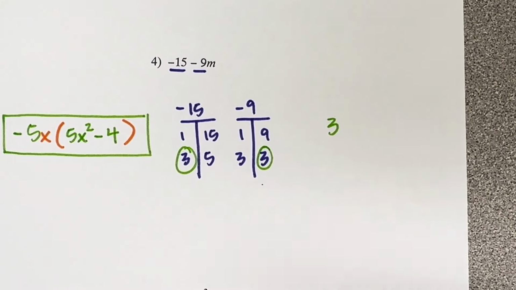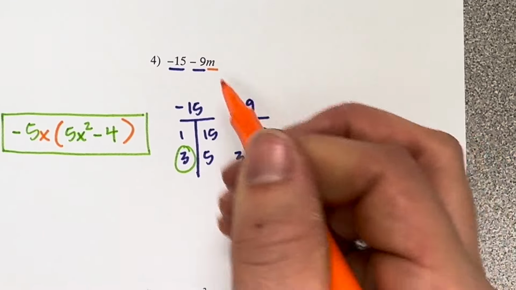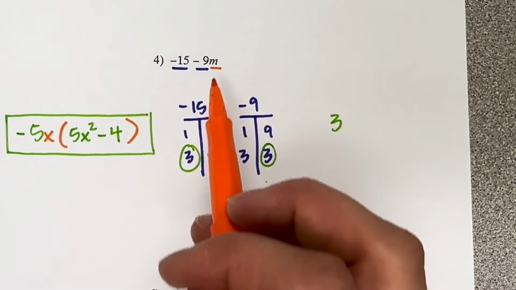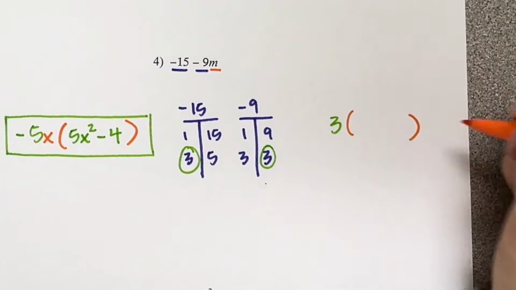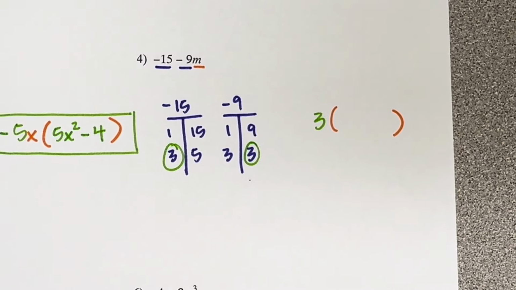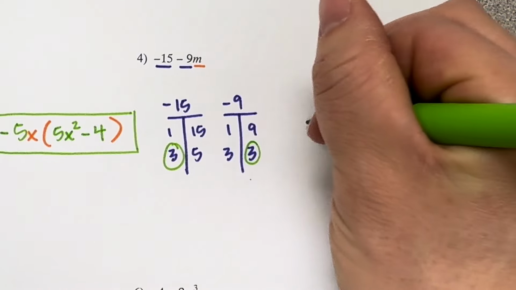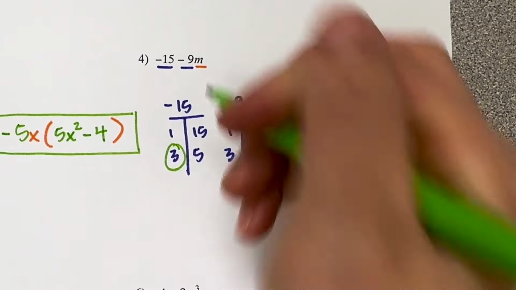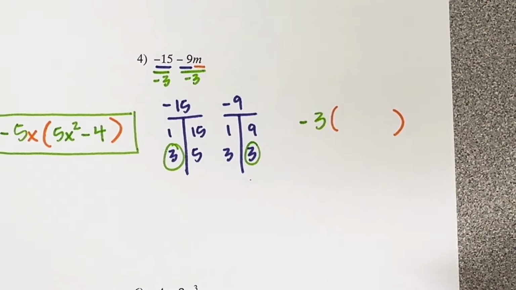Now I look at my variables. My first term doesn't have a variable, my second term does. I cannot take a variable if they both don't have one. So now I can just go straight into what's left inside. 3 was my only GCF. Since both of these terms are negative, I'm actually going to make that a negative 3. So I'm going to divide both of my terms by negative 3.